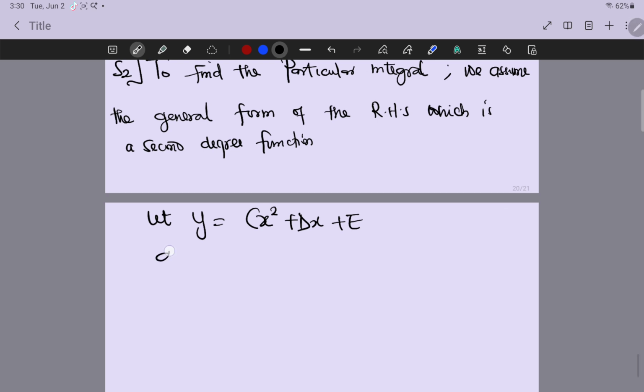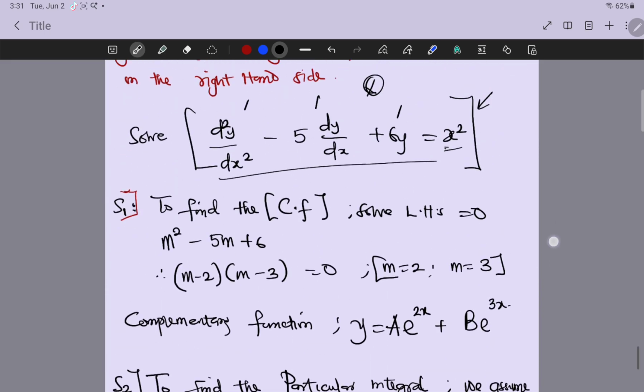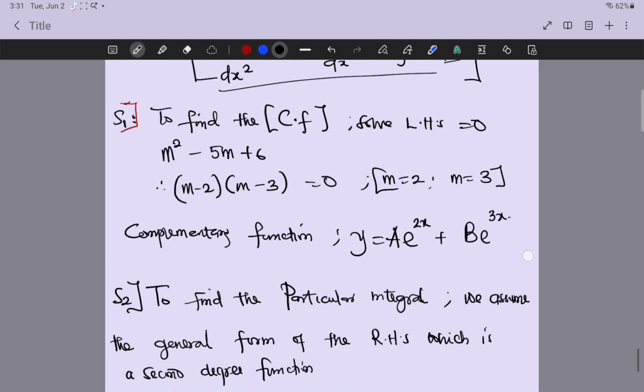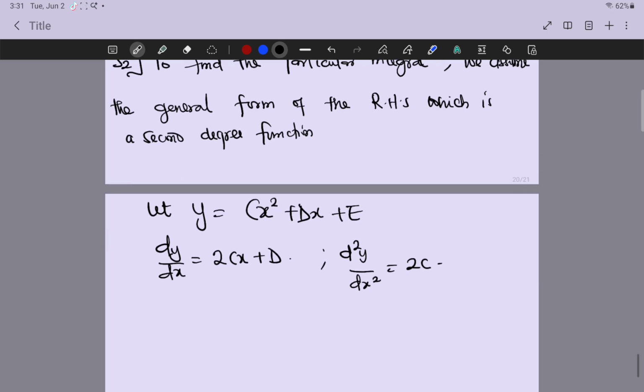It means that dy over dx will be equal to 2cx plus d, and d squared y over dx squared is equal to 2c. As simple as that. We are comparing it. Is that clear now? So dy over dx is equal to 2cx plus d, and d squared y over dx squared is equal to 2c.